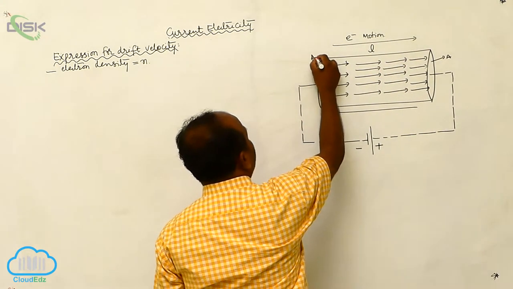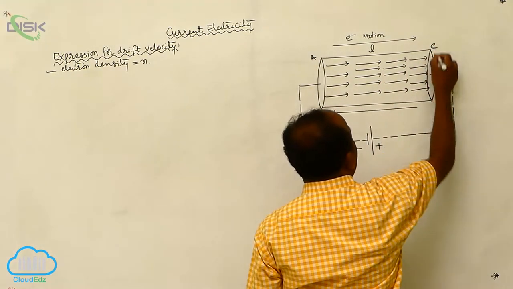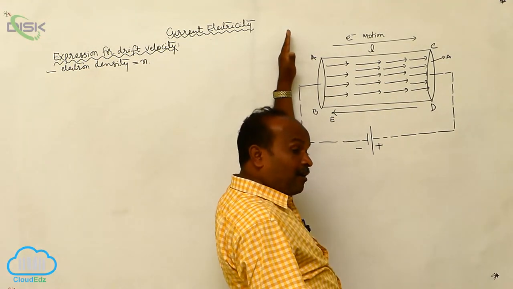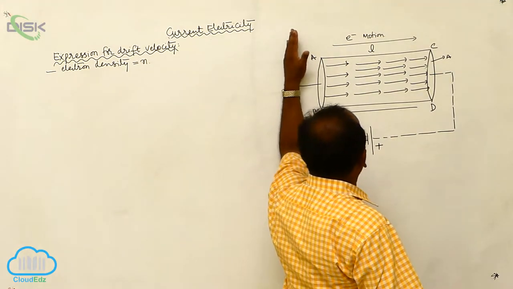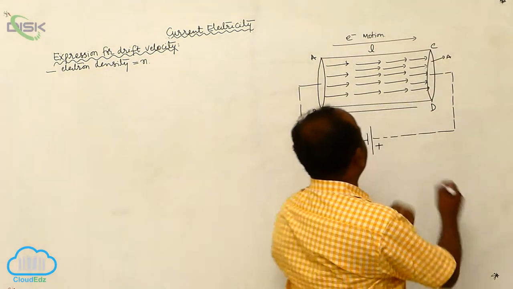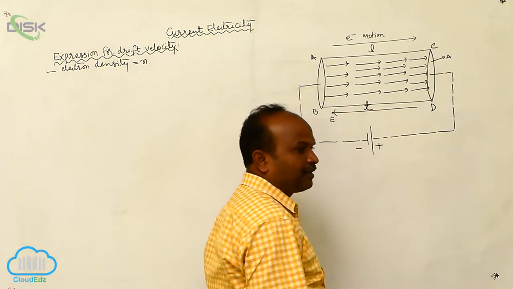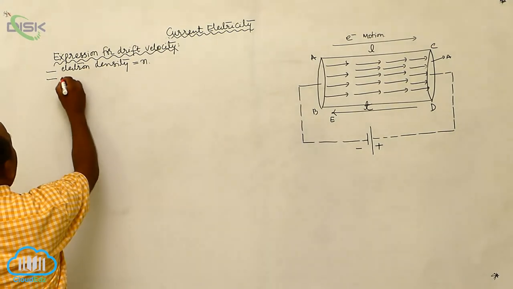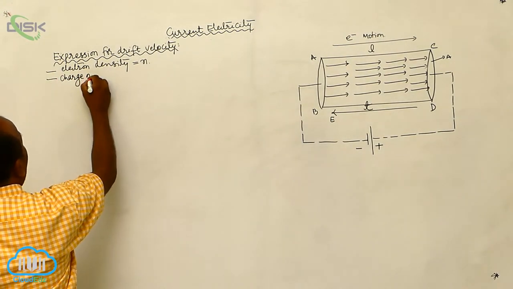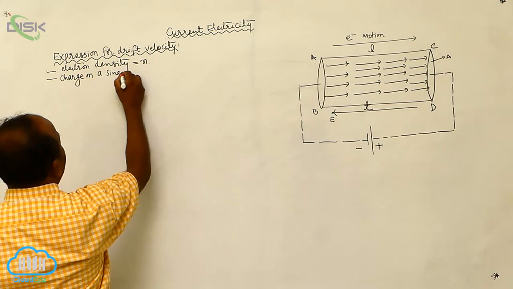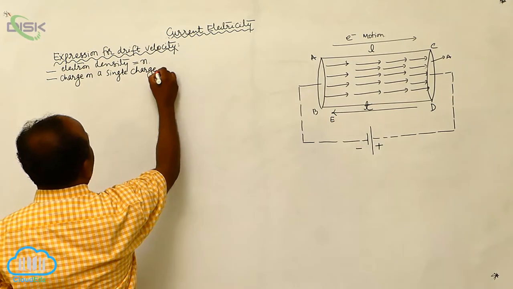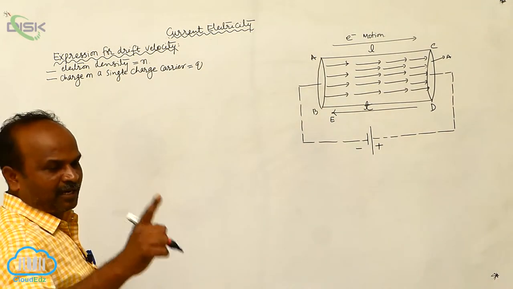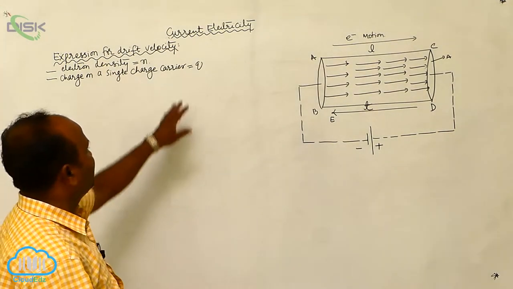Now call the ends A, B and C, D. All the electrons, or all the charged particles, are moving from AB to CD in the time interval T. For a single charge carrier, what is the charge? The charge on a single charge carrier is Q.